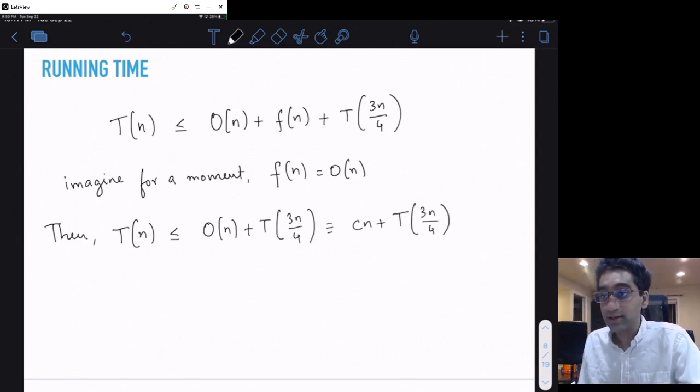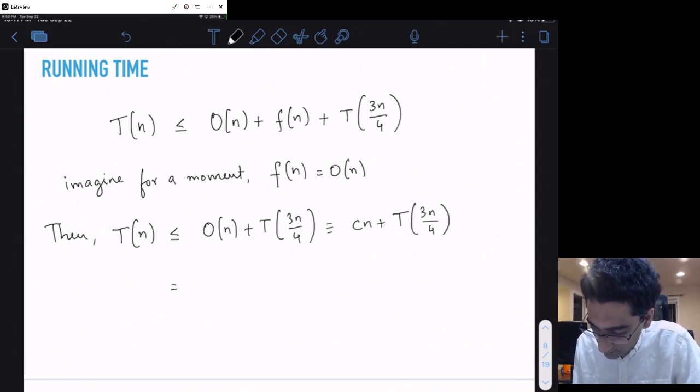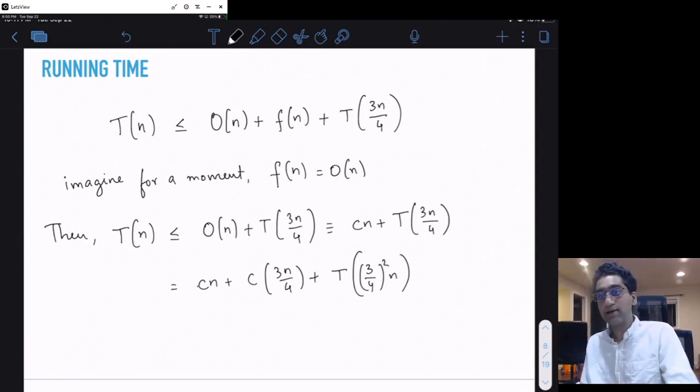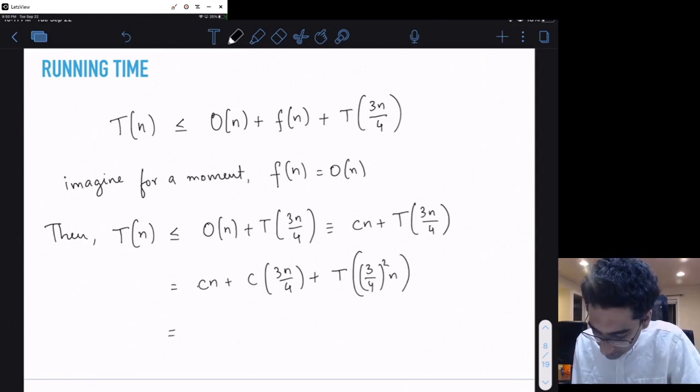Okay. Now what does this recurrence solve to? So you can use a simple plug-in check kind of a method. So this would be cn plus c times 3n by 4 plus c. So let me write out one extra step and then I will simplify it. So t of 3 by 4 squared n. Okay. And now I again expand it out and keep going. So what I would get is Cn times 1 plus 3/4 plus 3/4 whole square plus so on.